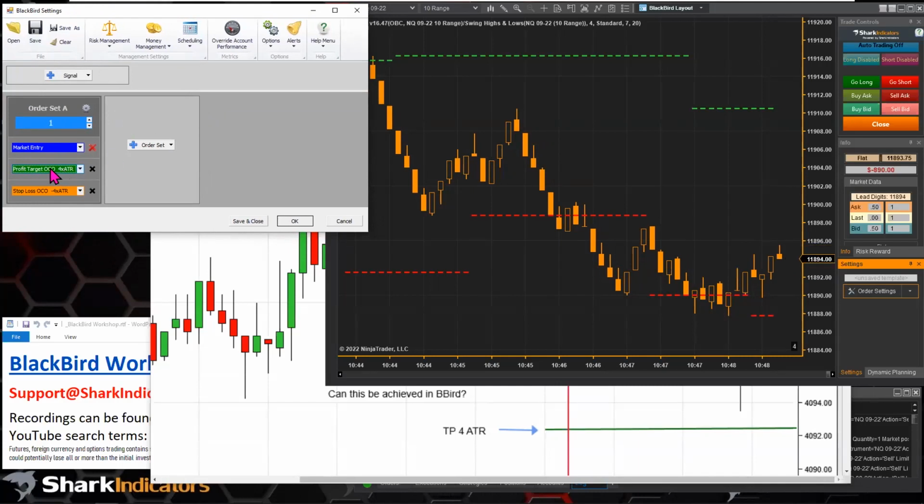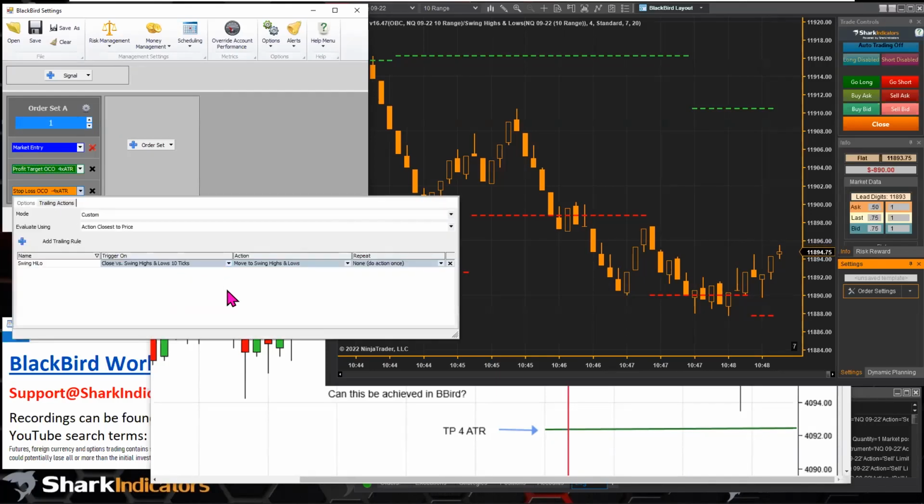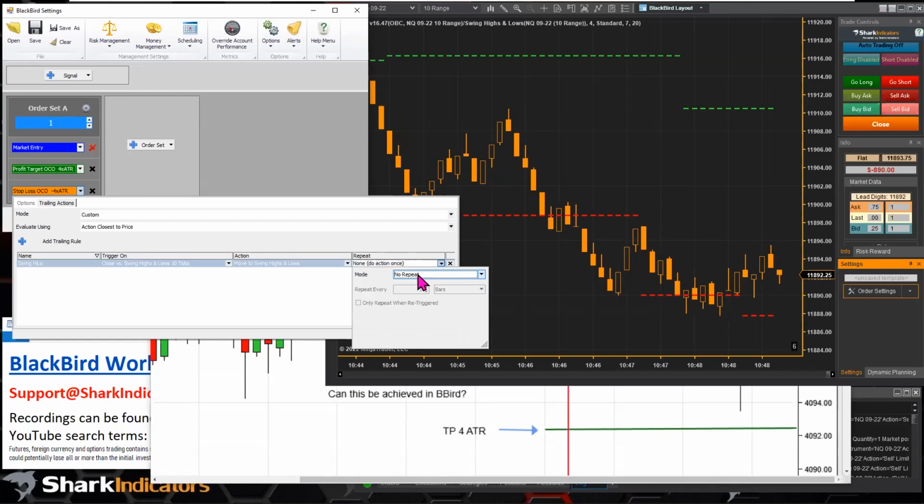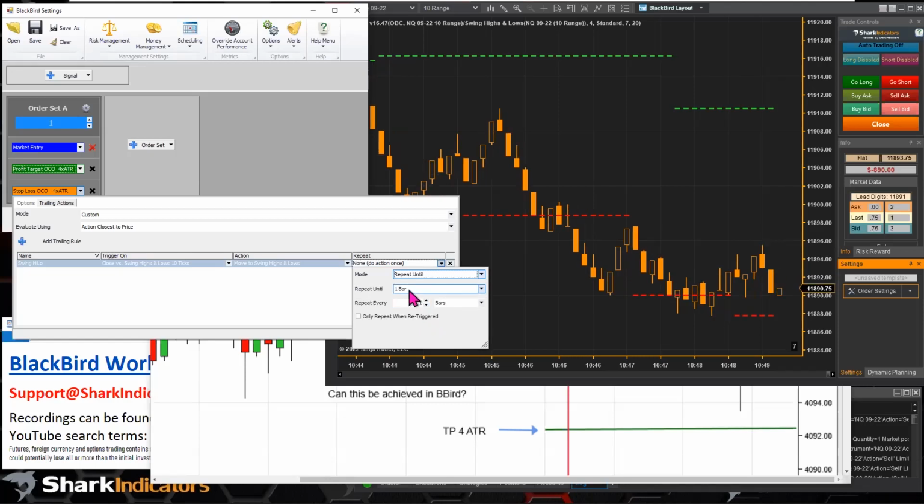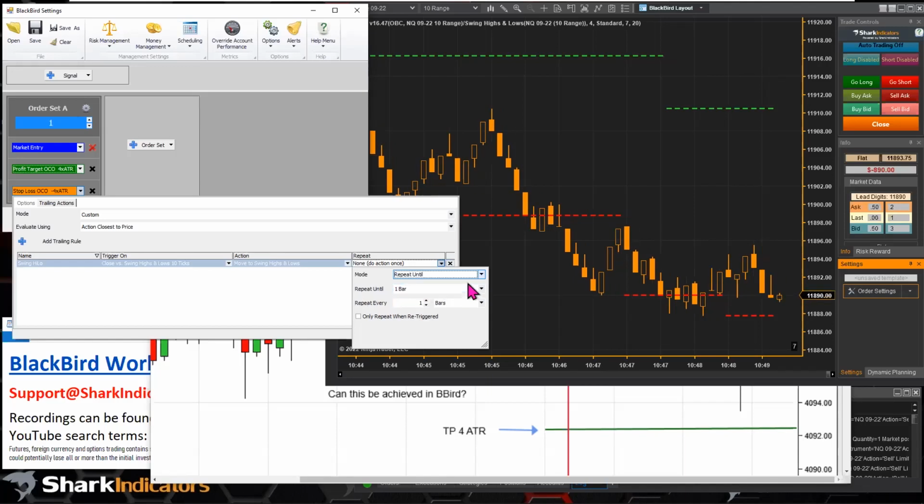Also, let me just remind you here. We'll take a look at the stop loss. Right now I'm saving it with the repeat set to none, but if you go in and change this, if I set it to repeat until, it remembers the settings that I have in there. You can see it goes back to repeat until 1 bar.